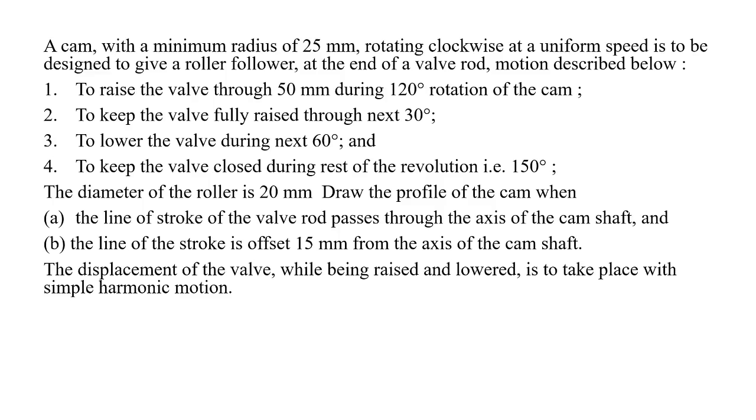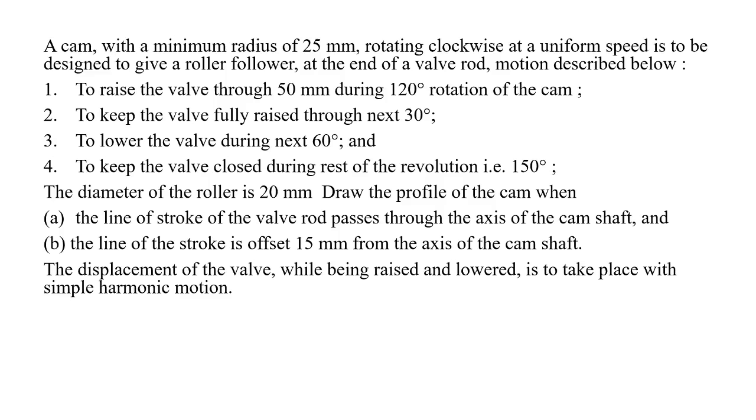to lower the valve during the next 60 degrees, and to keep the valve closed during the rest of the revolution, that is 150 degrees. The diameter of the roller is 20 mm. Draw the profile of the cam when A, the line of stroke of the valve rod passes through the axis of the camshaft, and B, the line of stroke is offset 15 mm from the axis of the camshaft.